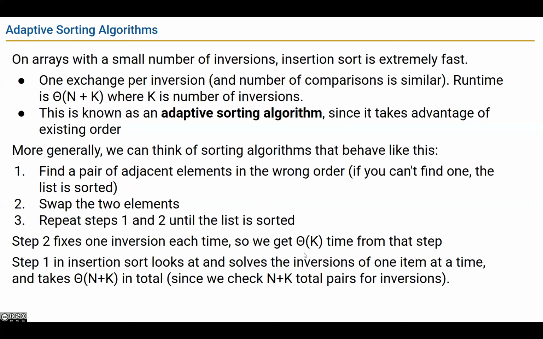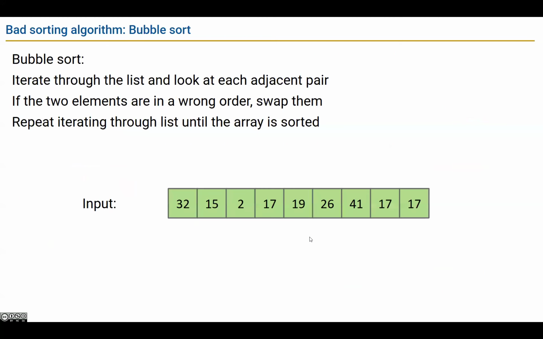Here's an example of a sorting algorithm where step 1 is much slower, but we still follow this path. It's called bubble sort. The idea is that instead of finding items that are in unsorted order, we just look through each pair of items, pair by pair, over and over again until we find a pass where there are no inversions. So here's how it works.